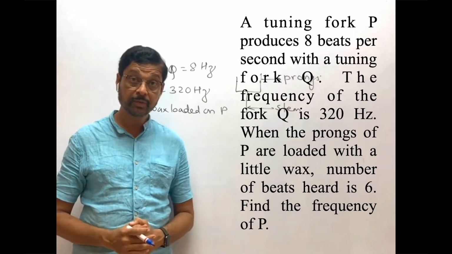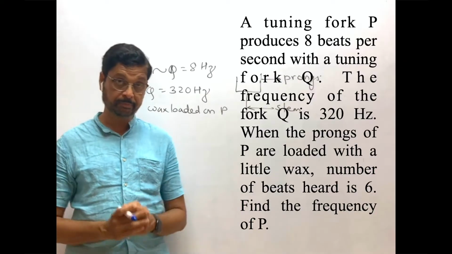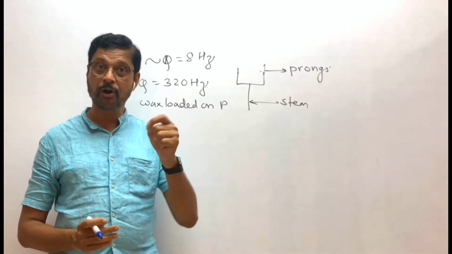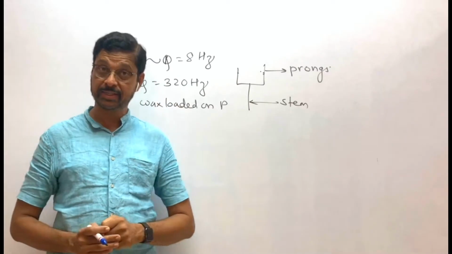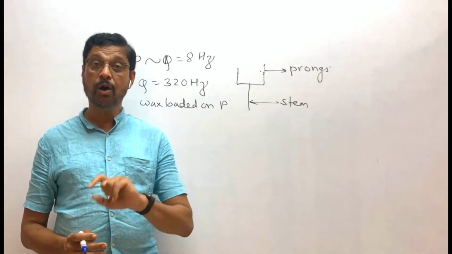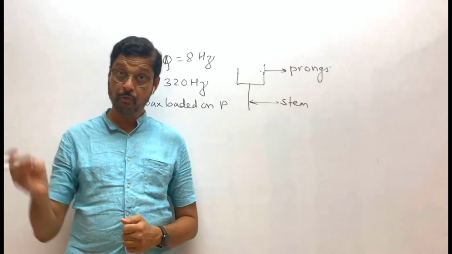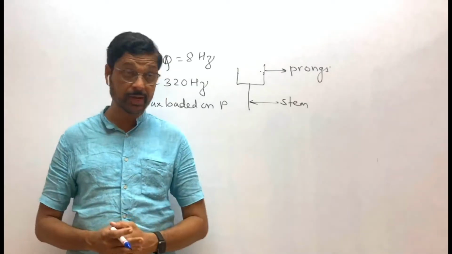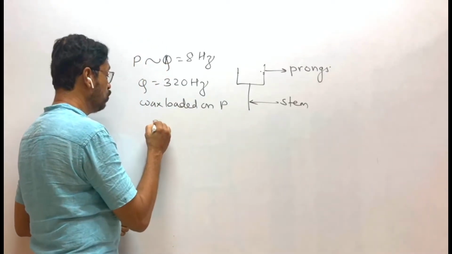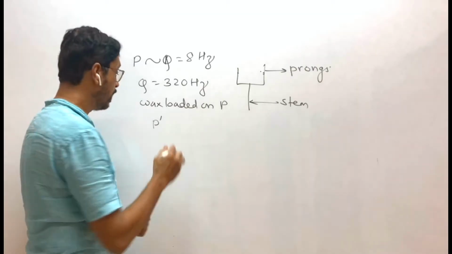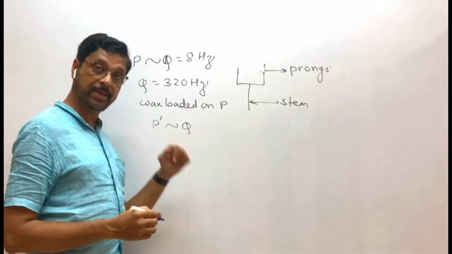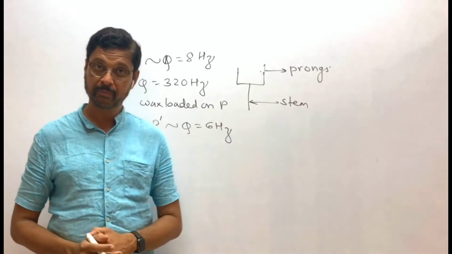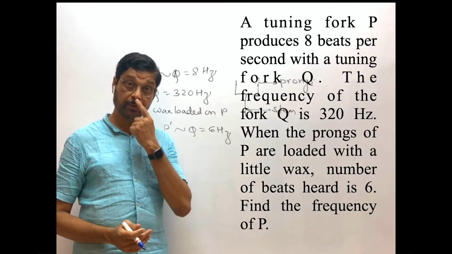तो अब क्या होता? 6 beats सुनाई देते हैं. Okay. When wax is loaded on the prongs of P, due to that wax, its frequency of vibration will decrease. Wax डालने के कारण उसकी frequency क्या हो जाएगी? कम हो जाएगी. Therefore, the number of beats will change. So now the new frequency of P minus Q or Q minus P is now how much? 6 hertz. Okay.